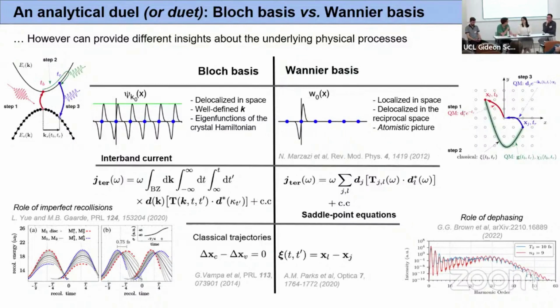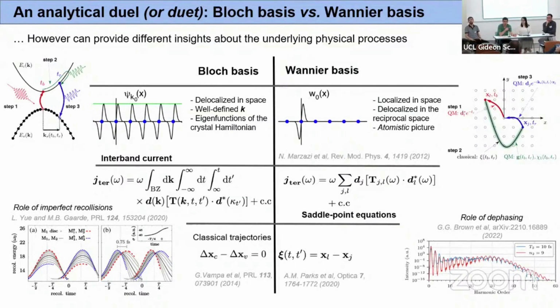So in the Bloch basis, what we have is basically a sum over a set of probability amplitudes that tell us that the electron gets promoted to the conduction band at time t prime, and it returns to the valence band at time t with crystal momentum k. But nothing is said about what happens in real space.